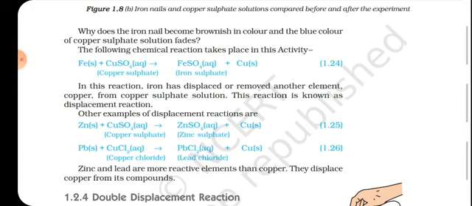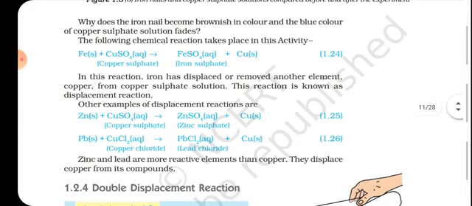Say for example over here, we are having Fe plus CuSO4, and the nail is made up of Fe, that is iron. When reacted with CuSO4, that is copper sulfate solution, it gives FeSO4. So what happens? Iron is more reactive than copper, so iron has taken the place of copper, and now the reaction becomes Fe plus CuSO4 gives FeSO4 plus Cu.